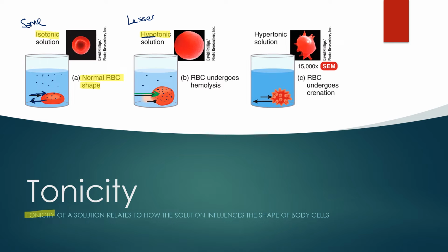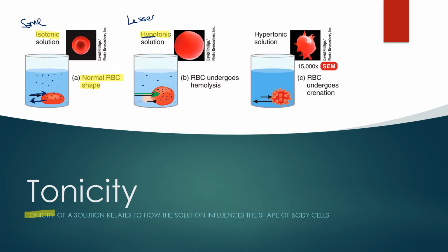Kind of like we saw on the last slide with osmosis moving in order to reach an equilibrium of concentrations on either side of a membrane. This is what is happening here. So water is going to be rushing into the red blood cell in order to equalize the concentration of solutes inside and outside the cell.